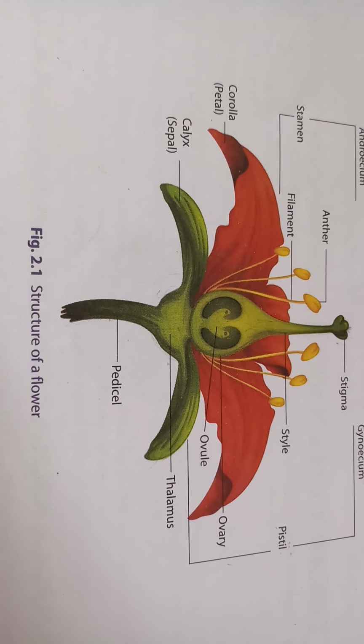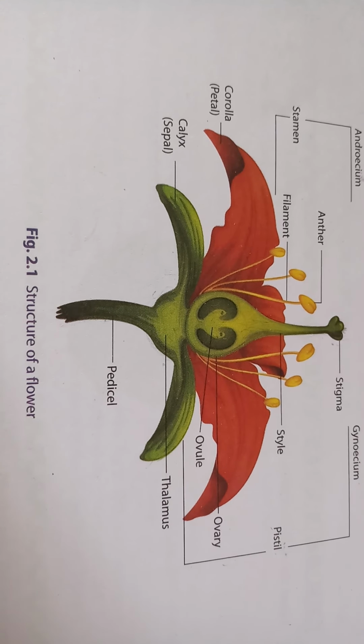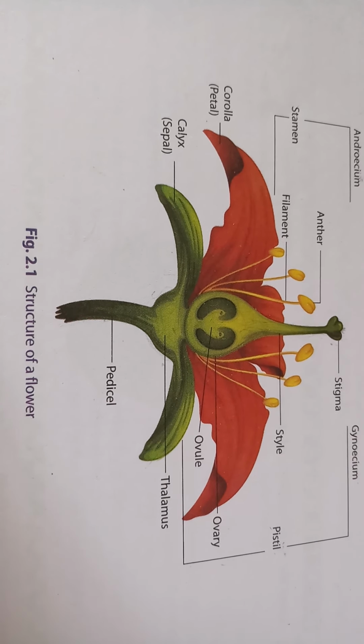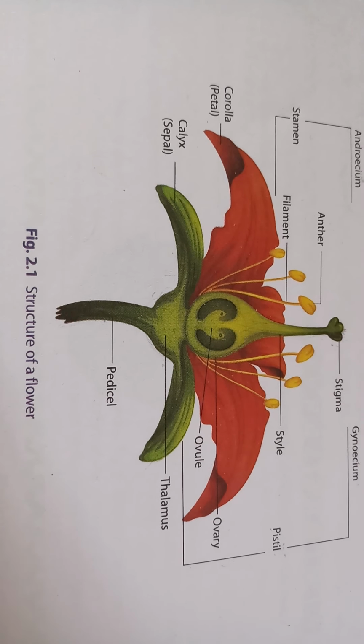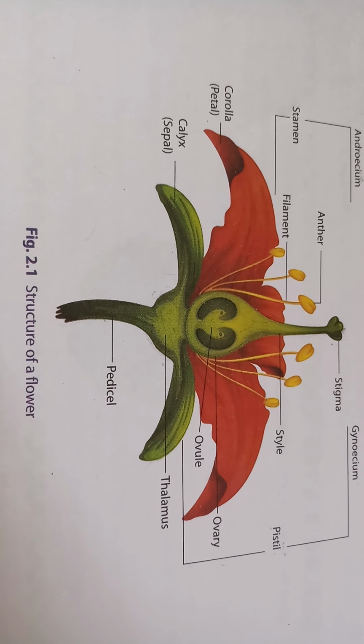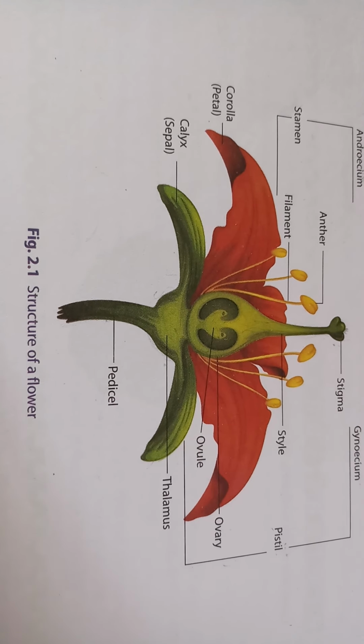So the flowers, depending on the presence of male and female reproductive parts, are further divided into two categories, where if both male and female reproductive parts are present, then the flower is known as a bisexual flower or hermaphrodite. Whereas if only one of the reproductive parts is present, that is either the male reproductive part is present or the female reproductive part is present, then it is known as a unisexual flower.